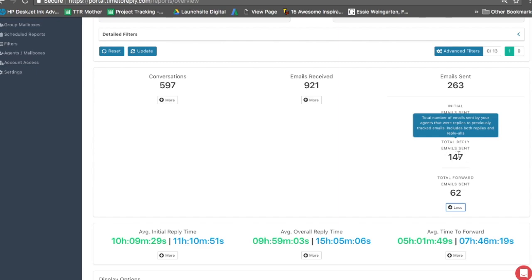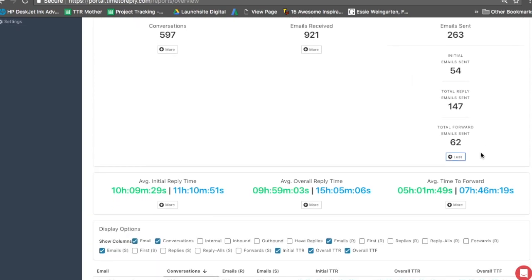So it's important to note that these stats are always in relation to the top left block where it says show stats for, and in this case it's showing stats for your company.